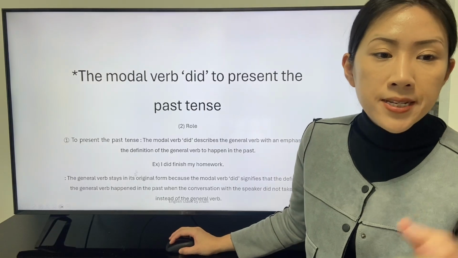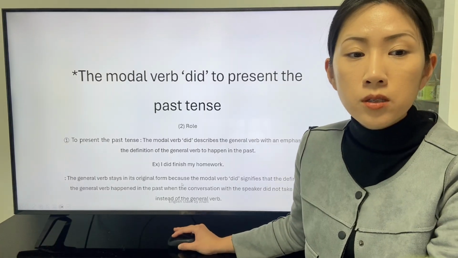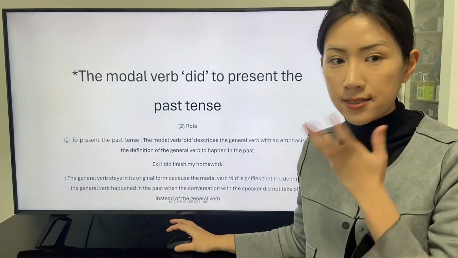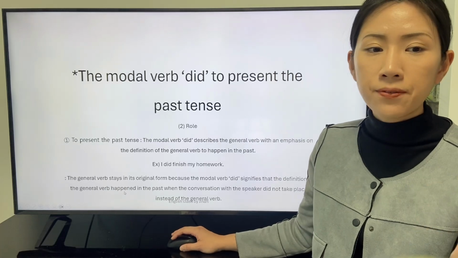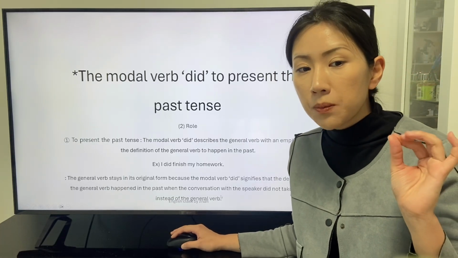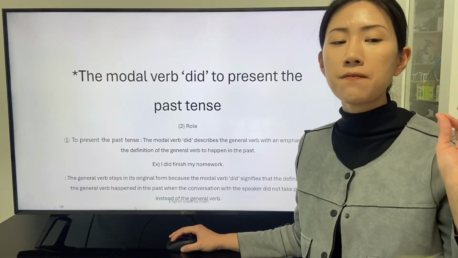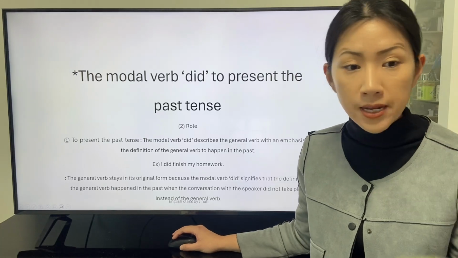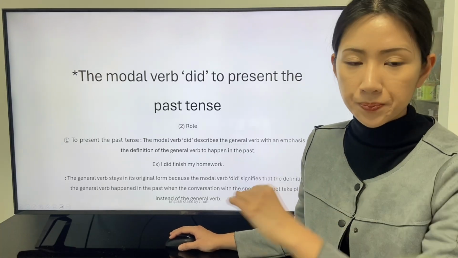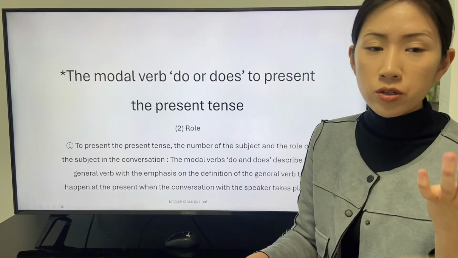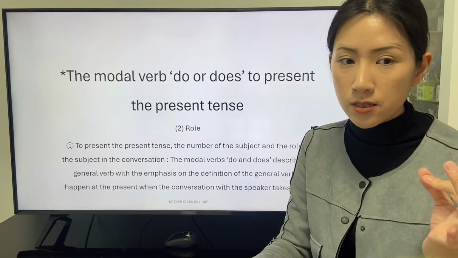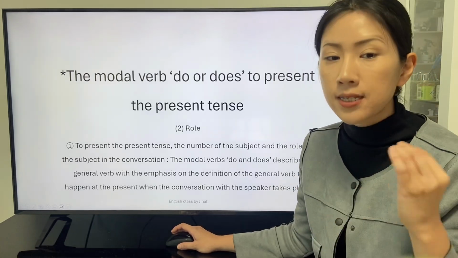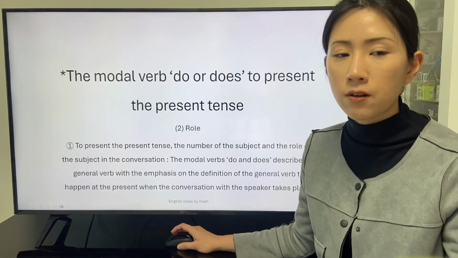The general verb stays in its original form because the original form means the form of the verb in the present tense. The general verb stays in its original form because the modal verb did signifies that the definition of the general verb happened in the past when the conversation with the speaker did not take place instead of the general verb. The modal verb do or does presents the present tense to reveal the present tense, the number of the subject, and the role of the subject in the conversation.